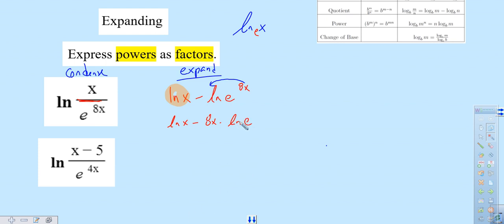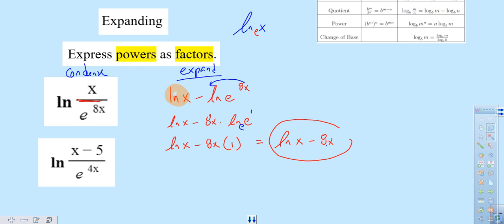Well, if we recall, the ln of e has an understood base of e. So technically, this is the ln base e of e raised to the first power. That means that essentially what we have right now is the ln of x minus 8x times 1. All right, and that is your solution, which is kind of unusual, but your final answer would be the ln of x minus 8x, because that ln of e essentially cancels itself out.